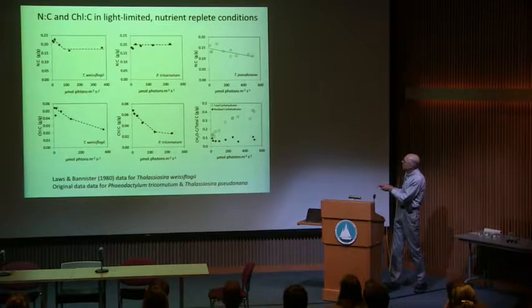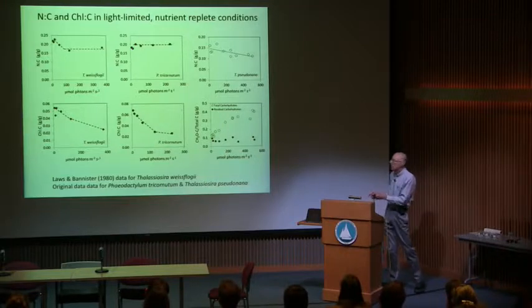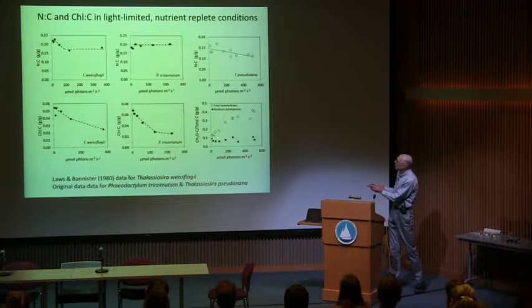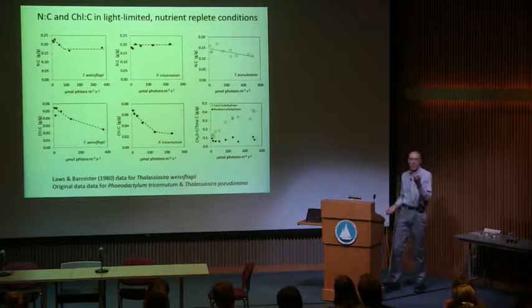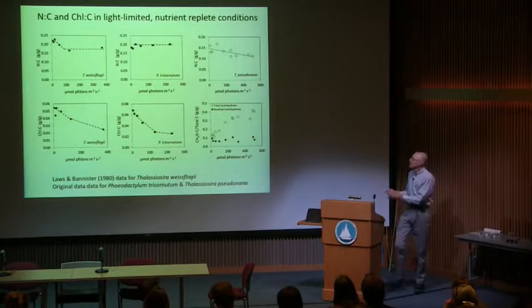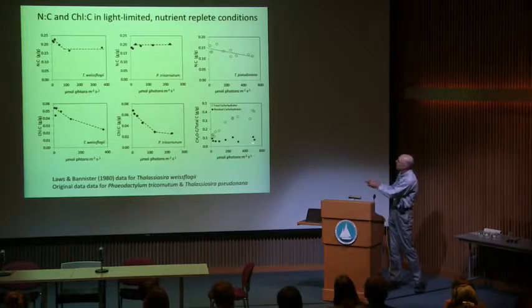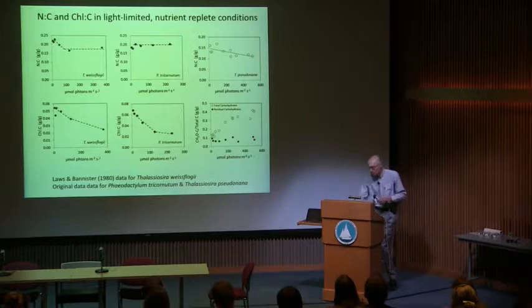But in this case, in the lower panel, we can attribute this to the accumulation of energy storage compounds. So the contribution of carbohydrates to carbon is these open symbols. This is the residual carbohydrates after we extract the energy reserve polymers from the cells. So the decline in nitrogen to carbon is associated with the accumulation of these energy reserves.